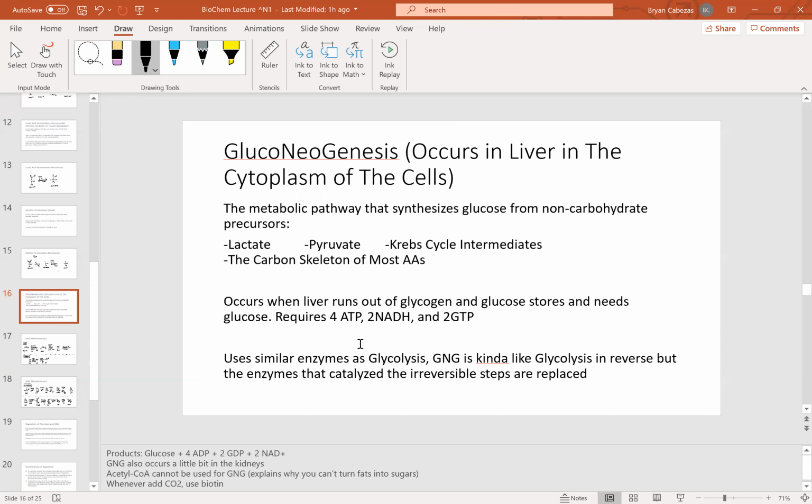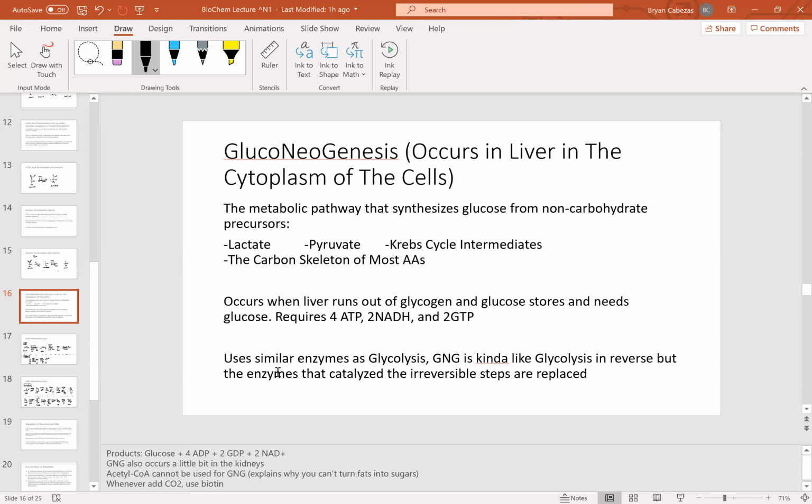So it's going to occur in the liver, as we discussed, and it's going to require 4 ATP, 2 NADHs, and 2 GTP. So this is a really costly process, right? But at the same time, being hypoglycemic isn't good. So your liver is going to create glucose to make sure it can have a proper concentration of it in the blood. Remember, GTP is basically something that's equivalent to an ATP. So basically we have 6 ATP and 2 NADHs that's going to cost to make one glucose molecule.